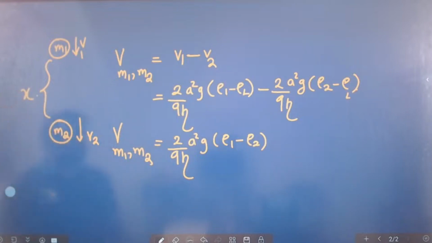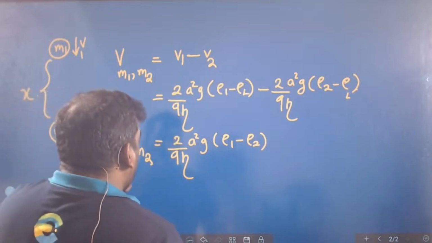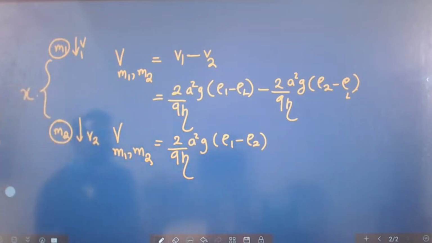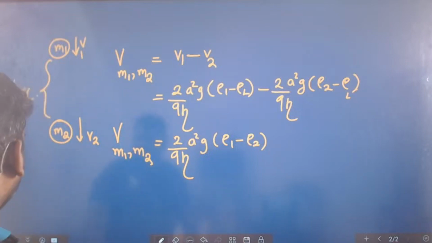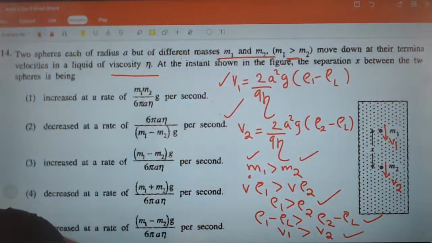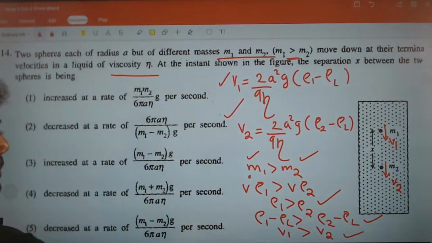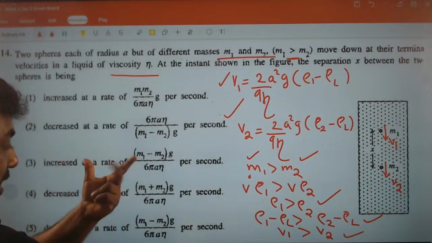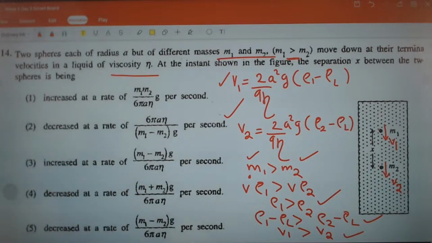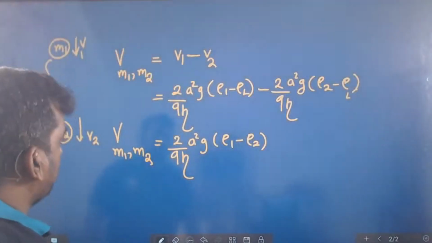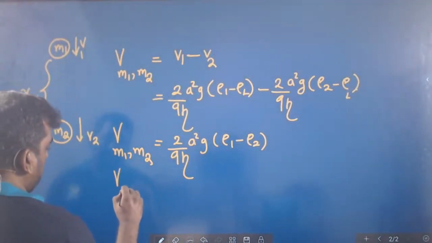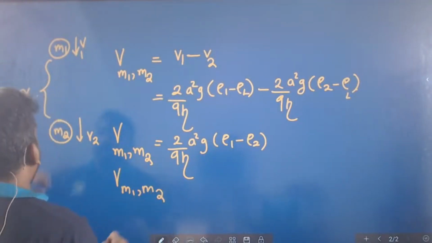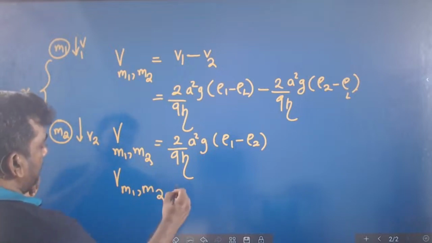I am showing this term. From this, what can you say? Rho 1 minus rho 2 has come, so separation will reduce. Separation per second means they are giving a velocity actually. So separation will start reducing per unit time.